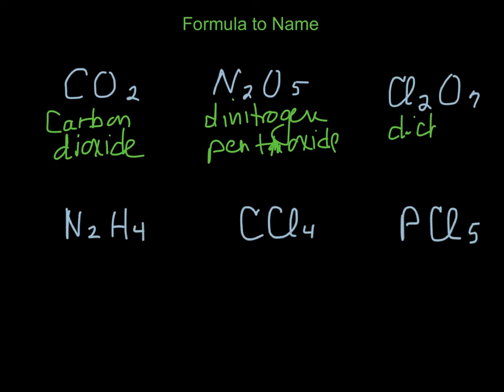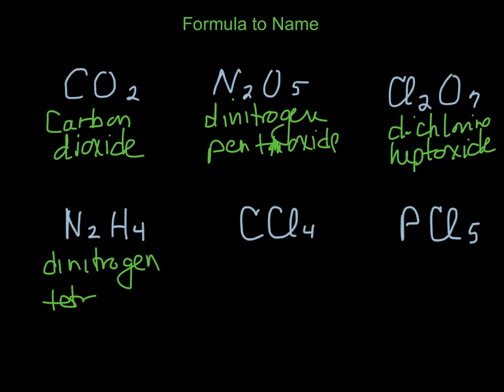Dichlorine, hepta, or heptoxide. We always drop the A in front of oxide. It's just sort of smoother. So if you wrote pentaoxide or heptaoxide, I wouldn't get too riled up about it. Dinitrogen. Okay.